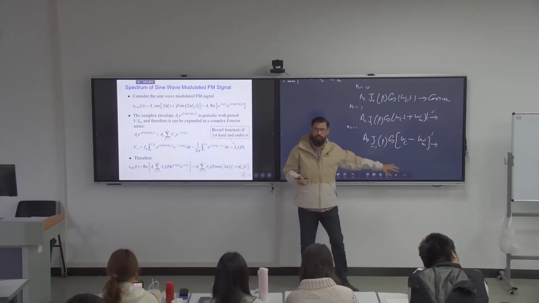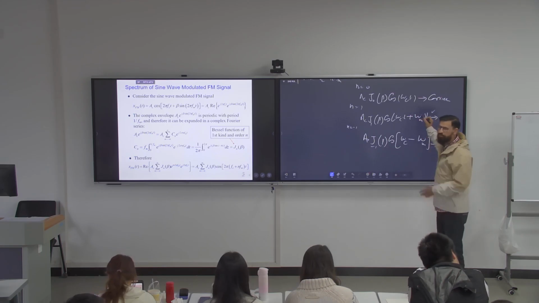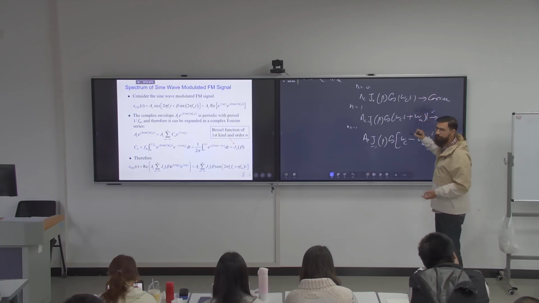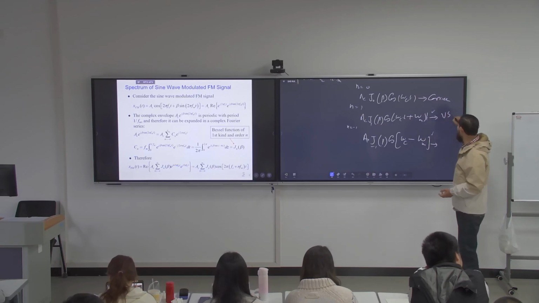If I put n is equal to plus 2, here I will be getting 2 times fm, right? It's omega, that means fm, 2 times, so here minus 2 times. If I put n is equal to 3, I will get plus minus 3 fm. Now, what is this? This is the upper side band, right? And this is the lower side band.